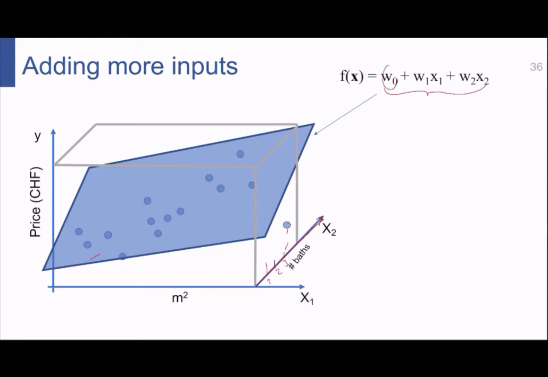This would be the definition of the surface. So we have again the W0 coefficient, W1 times X1, where X1 is the square footage or the square meters. And we have also W2 multiplied by X2, another coefficient which we want to learn, where X2 is the number of baths. So what we would like to learn with this linear regression are these three coefficients, W0, W1 and W2.